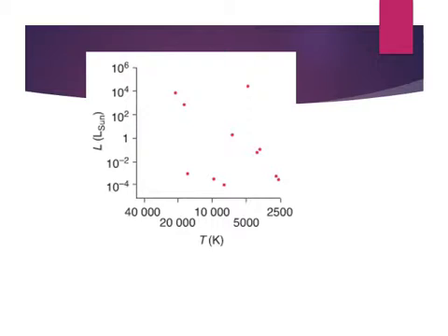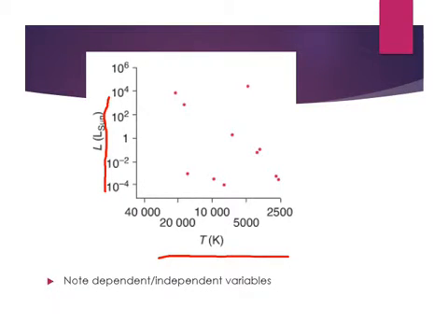Here's an example of some stars plotted on the Hertzsprung-Russell diagram, and you can see that luminosity appears on our y-axis here, and surface temperature in Kelvin appears on the x-axis here. Note the dependent and independent variables.